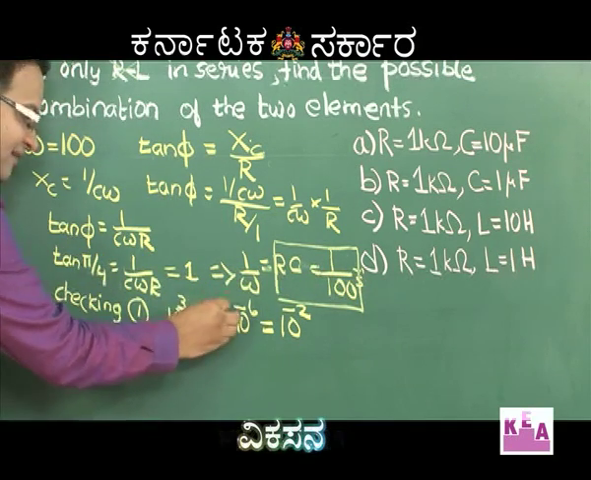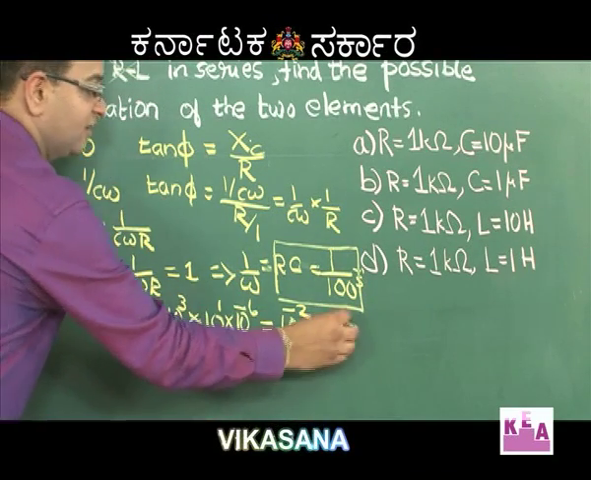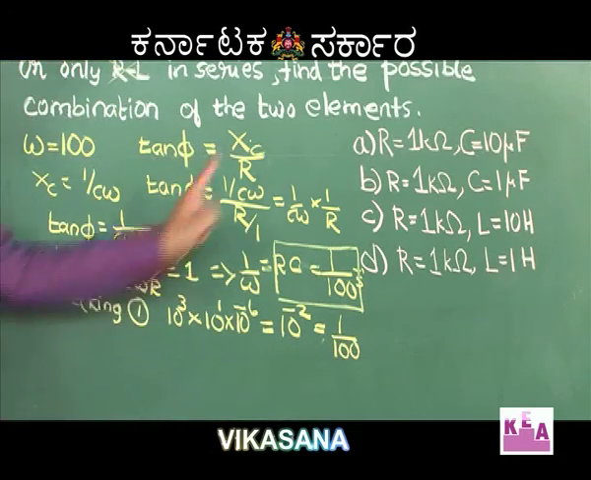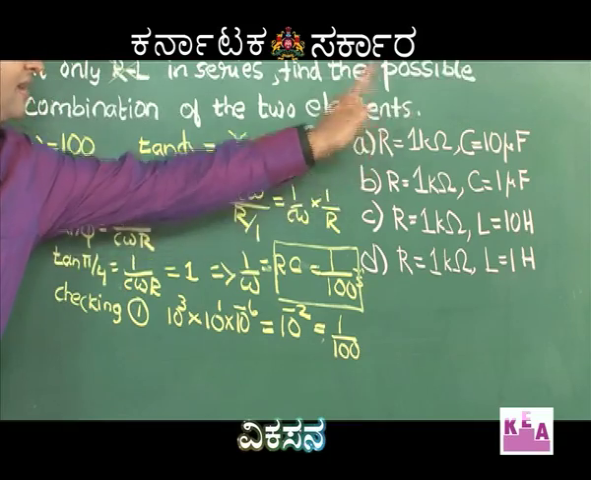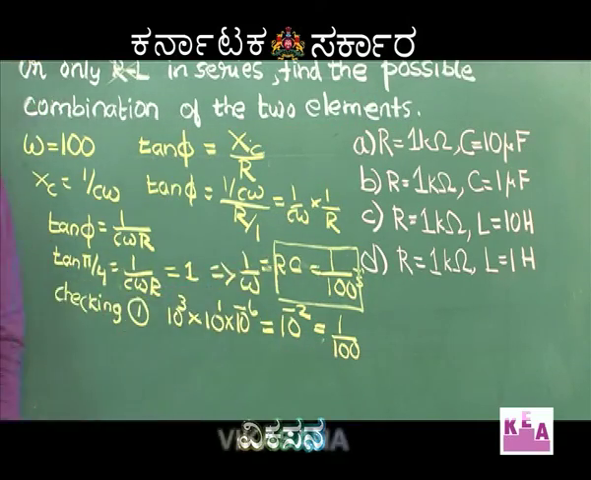Or you may just add the powers. 3 plus 1, 4. 4 minus 6, minus 2. Therefore, 10 power minus 2. 10 power minus 2 is nothing but 1 divided by 100. So, therefore, from the options, if we multiply R and C, we are getting 1 by 100, which is satisfying this equation. Therefore, A is the right answer.